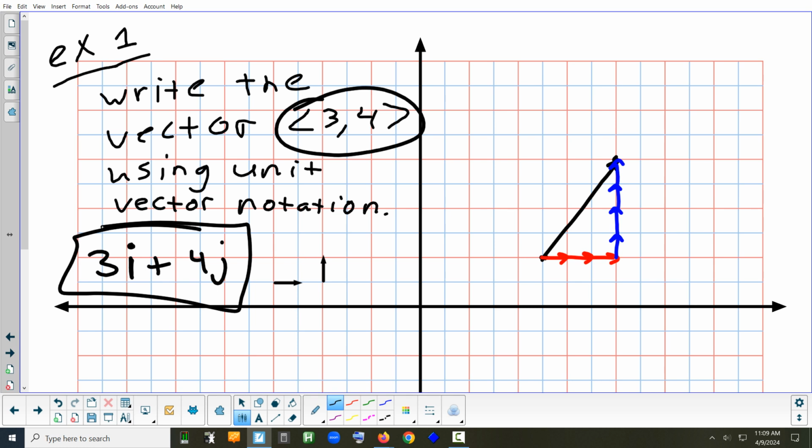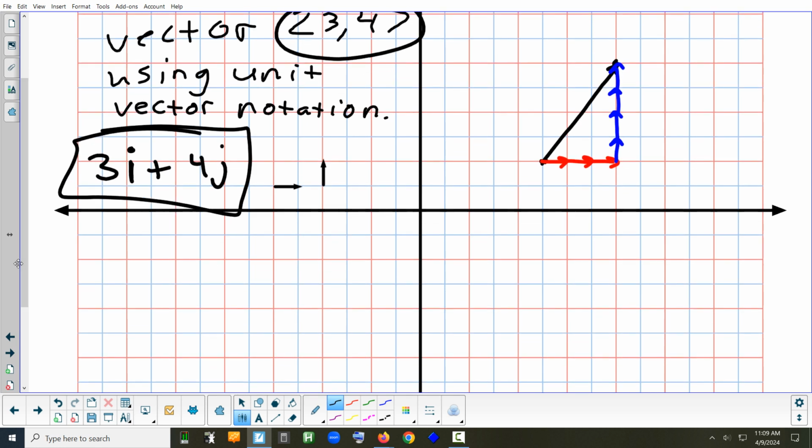Now, i moves you right and j moves you up. But what if you had to do a vector like this? You still have to go to the right. So that's 4i. But what do you think we would do with the j's? You subtract 3, yeah, you'd subtract 3j because you gotta go down. So it's negative j, negative j, negative j. That's negative 3j.